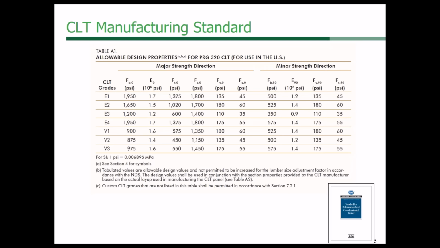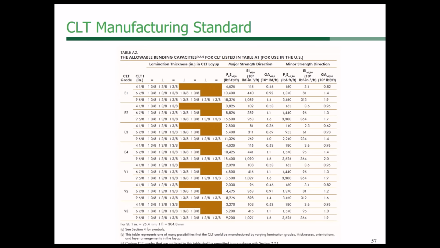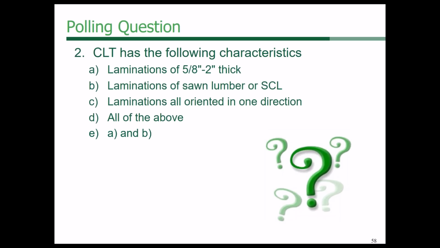There are also allowable design properties in this PRG 320 that you could use in the schematic phase of your project. Then this describes the actual CLT grades, different species throughout the depths of the CLT panel, and different grades. There's also a handy table that provides some bending capacities. But we encourage working with manufacturers when you're designing these types of buildings, because they can provide more in-depth information.